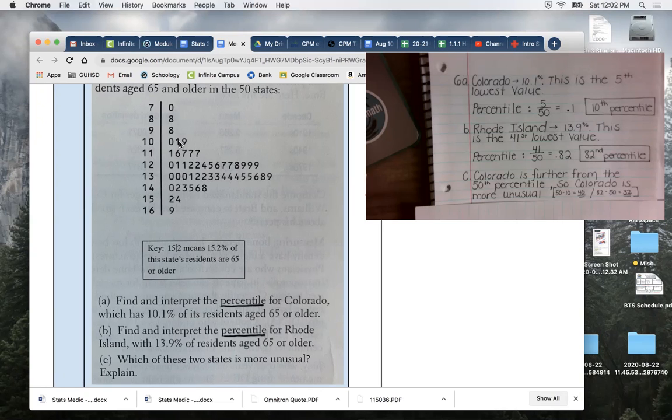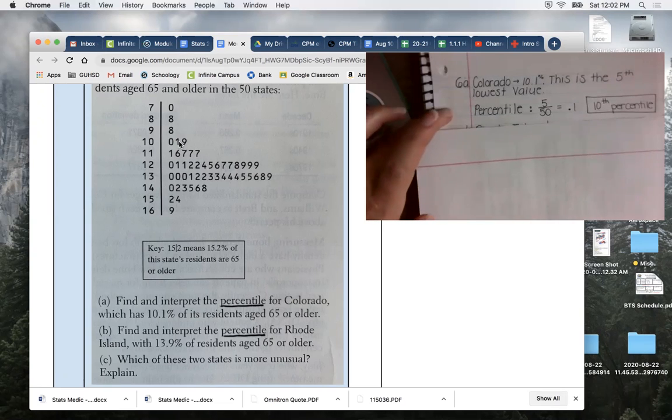But the way that I'm going to calculate my percentile for that one is I'm going to figure out where they are relative to all 50 states. What number are they at? So it looks like one state had 7.0, one had 8.8, one had 9.8, one had 10.0, and then Colorado had 10.1. So it's really at the 1, 2, 3, 4, 5th state, the 5th lowest state.